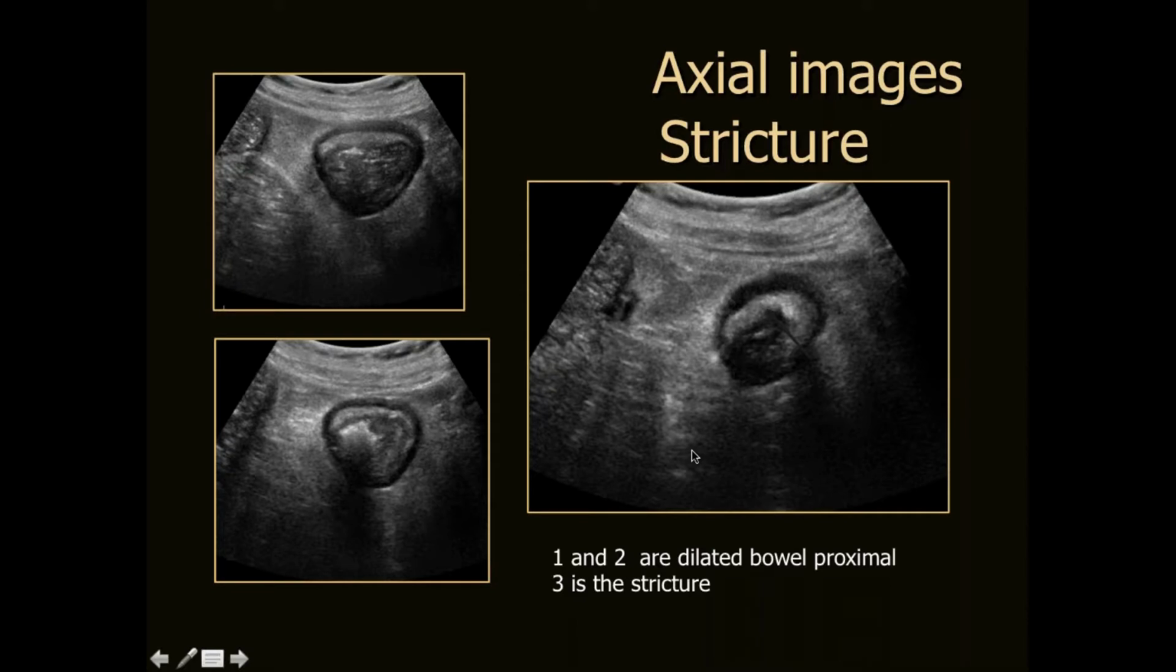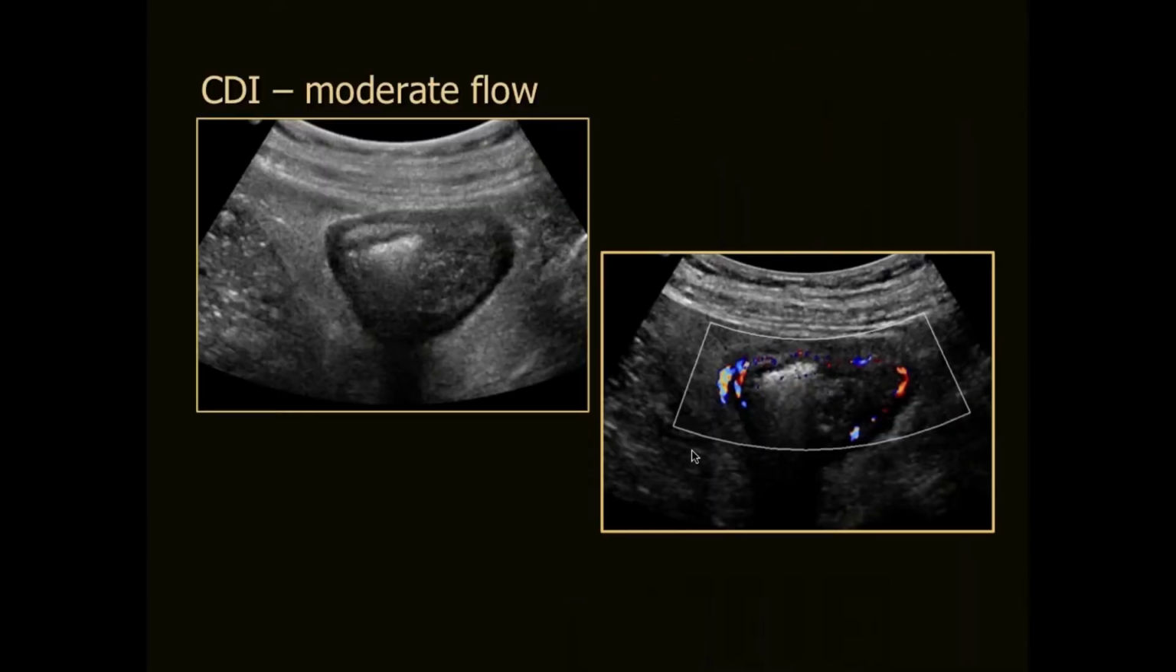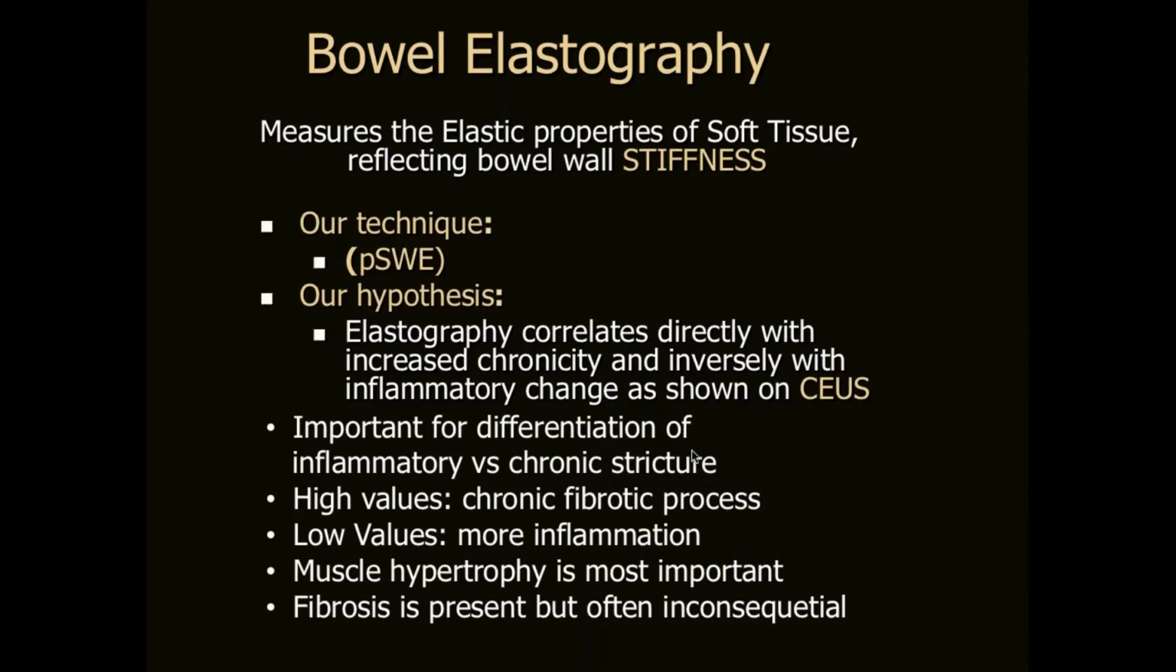And so this would suggest to us that the obstructing cause would be an inflammatory lesion. We, of course, add color Doppler, as we can see here with the grayscale image in axial on the left and the color Doppler on the right-hand side, and we would also do bowel elastography.